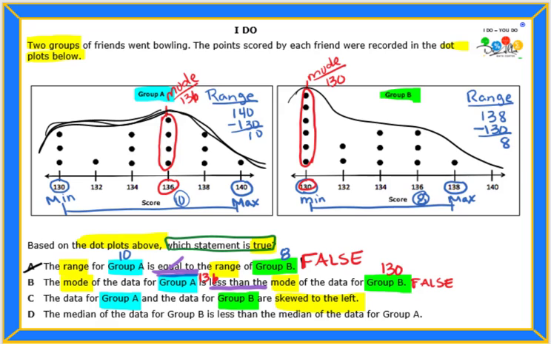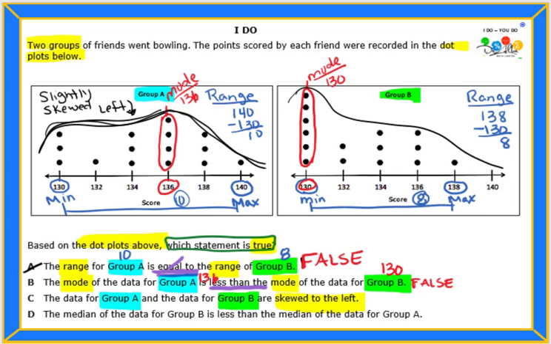So for group A, it almost wants to look symmetrical, but I'm going to say that it's slightly skewed left because I do see a few more dots to the left than to the right. So I would call this slightly skewed to the left. So that would be the shape.